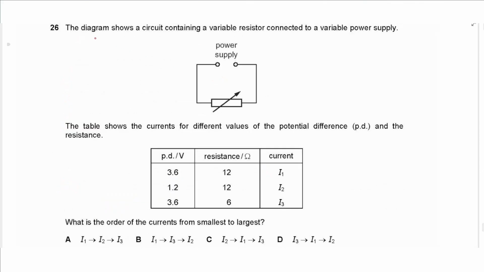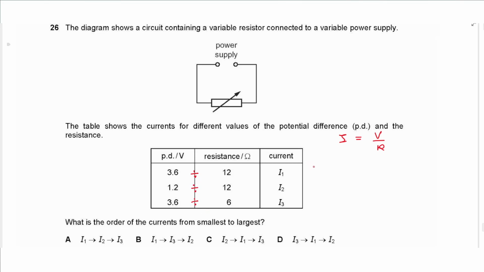Question 26 says the diagram shows a circuit containing a variable resistor connected to a variable power supply. The table shows currents for different values of the potential difference and the resistance. What is the order of currents from smallest to largest? So we need to calculate current, which is equal to potential difference divided by resistance. So we divide the left-hand column by the middle column.